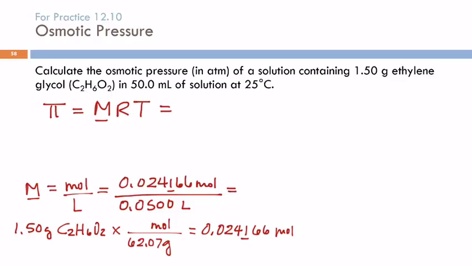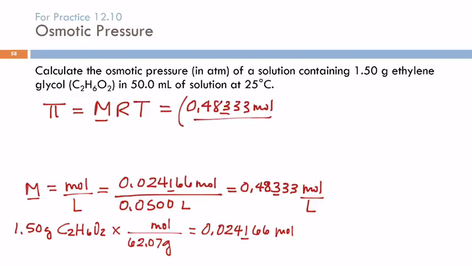So we've got this number divided by 0.05. So the molarity is 0.48333, and 2 extra digits, moles per liter. Now I've got the first term for the osmotic pressure equation, 0.48333 moles per liter. It's not a good idea to use the capital M abbreviation in the calculation because you're going to forget that it's moles per liter and you're going to screw your units up.